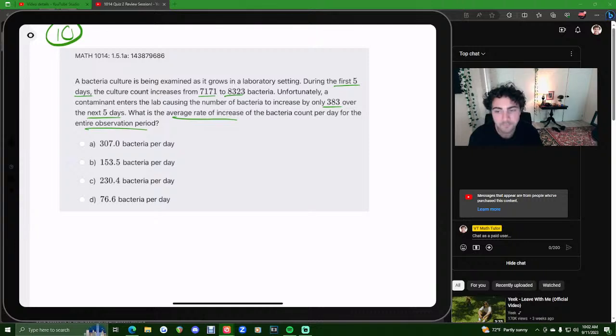So, first step, maybe figure out how long the entire observation period is. They say during the first 5 days, but then later on they say over the next 5 days. It's usually not 5 and 5. It might be like 4 and then 7, or like 2 and then 5, whatever. But it just happens to be 5 and 5. So 5 plus 5 is 10 days.